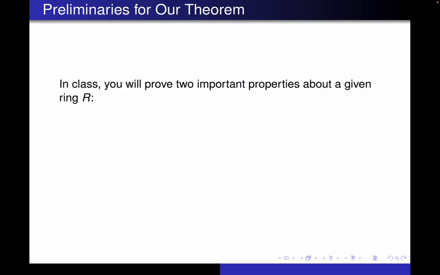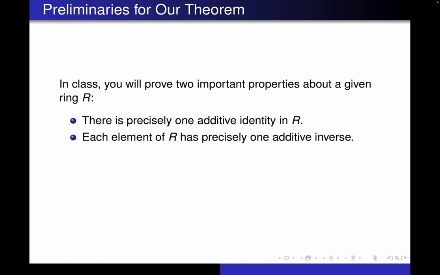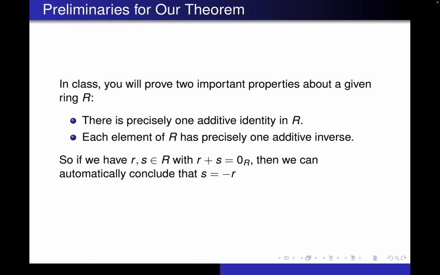All right, so in class, you're going to prove two important properties about a given ring. You're first going to prove that there's exactly one additive identity in R, and don't panic, it's going to be exactly like it was back in the integer days. And we're going to prove that each element of R has precisely one additive inverse. So if we happen to have two elements R and S with R plus S equals 0, we can immediately conclude that S is equal to negative R. Actually, we can equally conclude that R is equal to negative S.